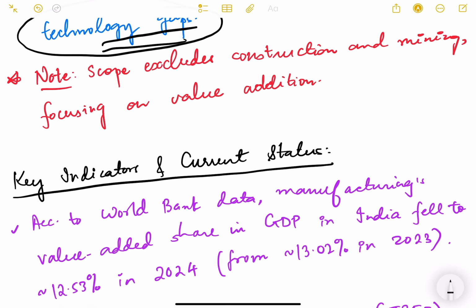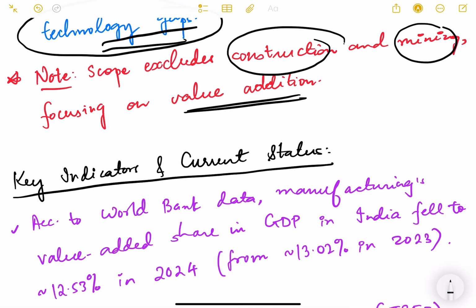Note that the scope excludes construction and mining, focusing on value addition only. So when we talk about manufacturing sector, we don't include construction sector and mining sector in this. Okay, so although this may be part of the secondary sector, we don't really consider these into manufacturing when we talk about manufacturing.